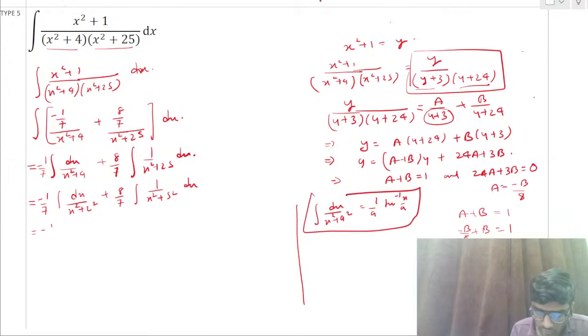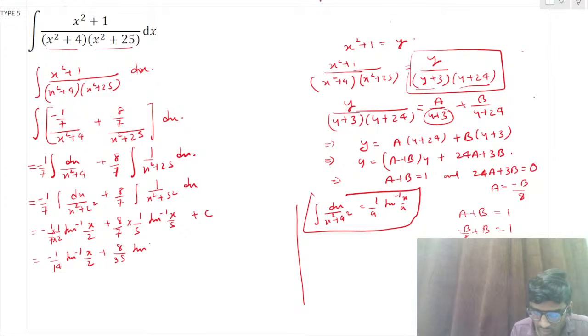So as you can see, this integration becomes minus 1 by 7 tan inverse x by 2 into 1 upon 2, plus 8 by 7 into 1 upon 5 tan inverse x by 5 plus c. It becomes minus 1 upon 14 tan inverse x by 2 plus 8 upon 35 tan inverse x by 5 plus c.